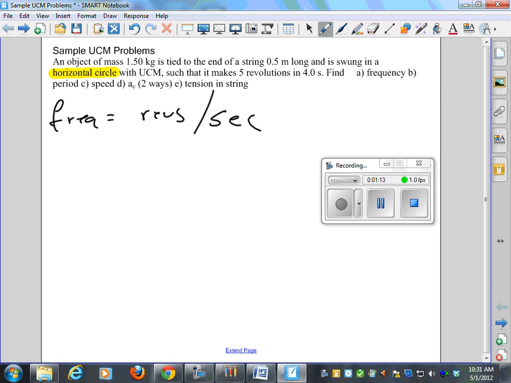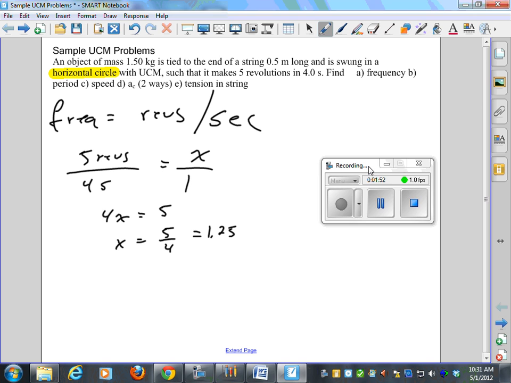Now the best way to do it, the way that I recommend, is to set up a little ratio. If it makes 5 revolutions in 4 seconds, and frequency is number of revolutions, I'm going to put my X on top, in 1 second. It's just a basic little ratio. Cross multiply, and you're going to have 4x equals 5. So it's 5 divided by 4, which gives us 1.25.